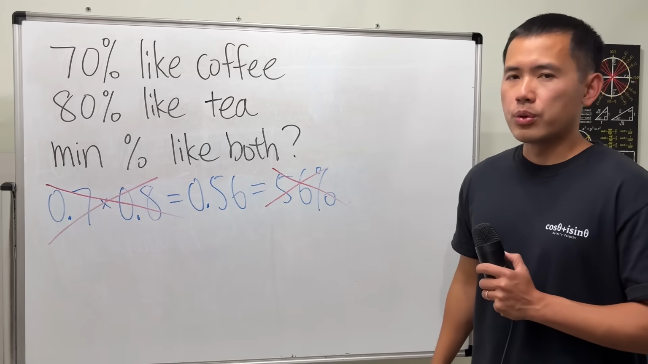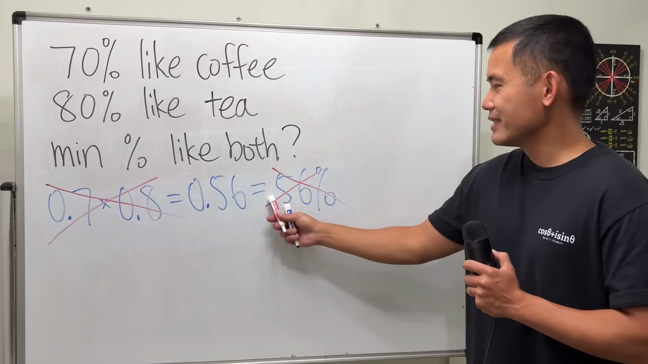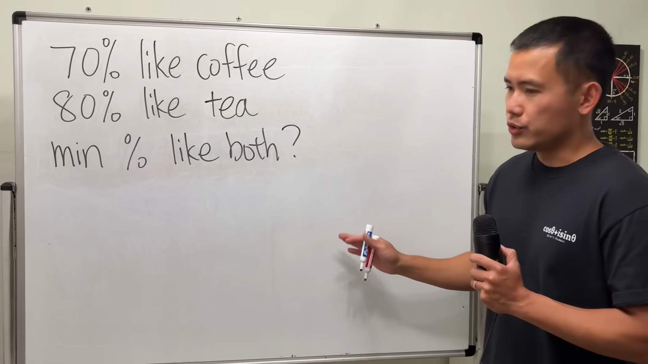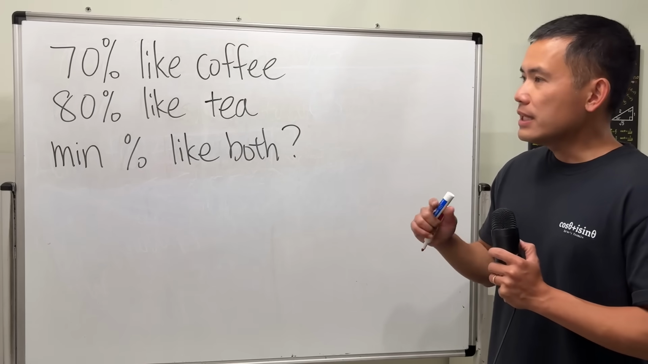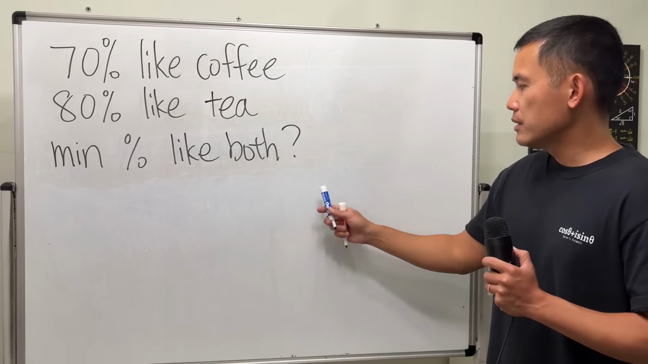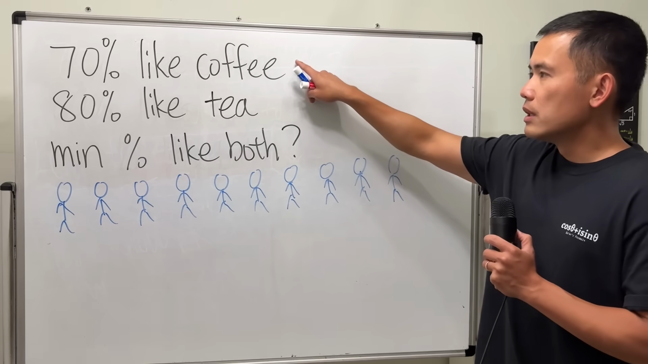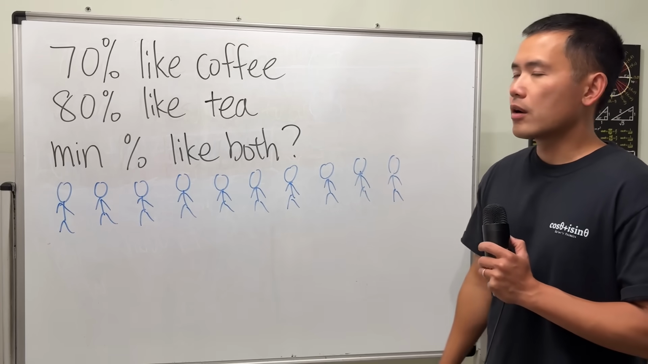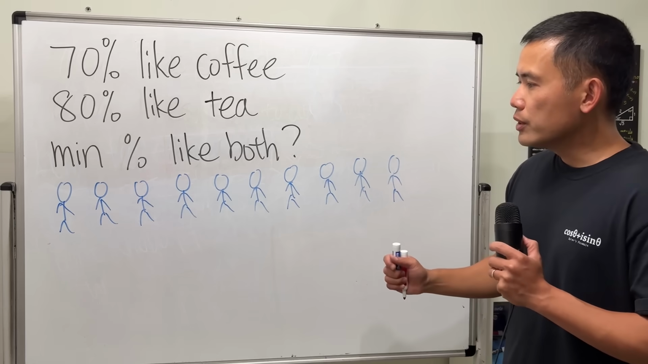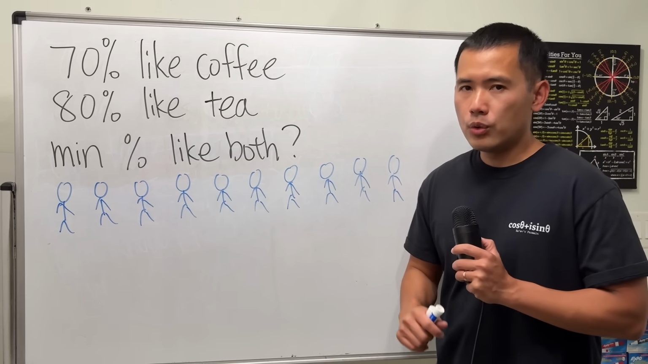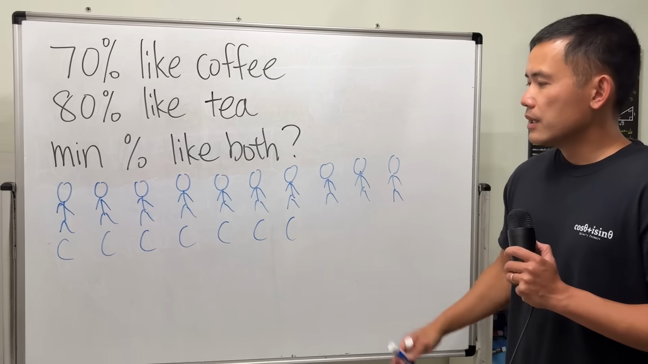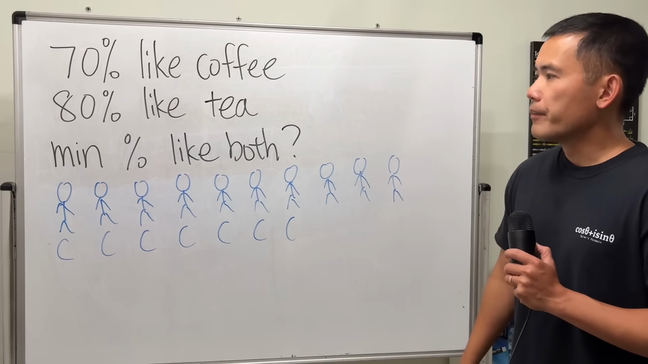So how do we approach this question though? Check this out. First, I'm just going to give you an example, and then later on I will show you the actual math. So let's say we have a room of 10 people. Let me just draw the 10 people right here. Then, because we know 70% of them like coffee, 70% of 10 people is just 7 people. I'm just going to put down the first 7 people who like coffee, and I'll put down C if they like coffee. So that's what we have right now.